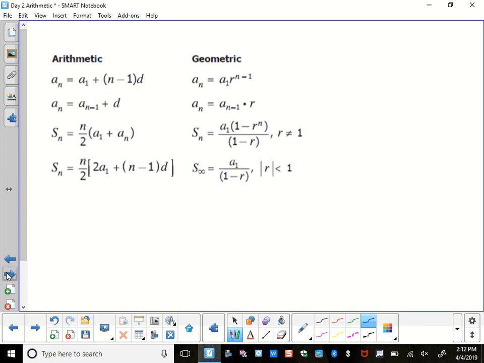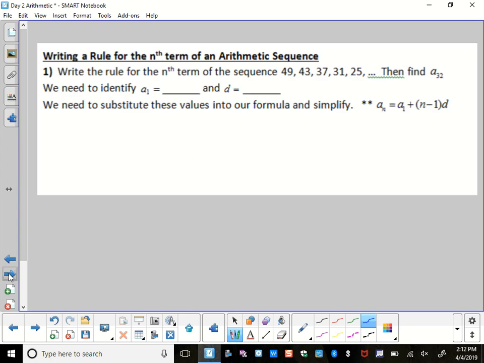Alright, so writing a rule for the nth term of an arithmetic sequence. Number 1 says, write the rule for the nth term of the sequence 49, 43, 37, 31, 25, and so on. Then find the 32nd term. I want you guys to recognize that they're asking for two things. Underline that, write the rule, and put number 1 beside it. Okay, it's a two-part problem.